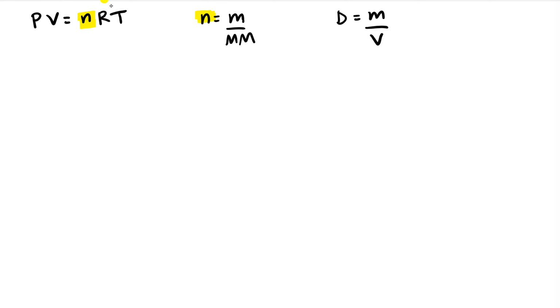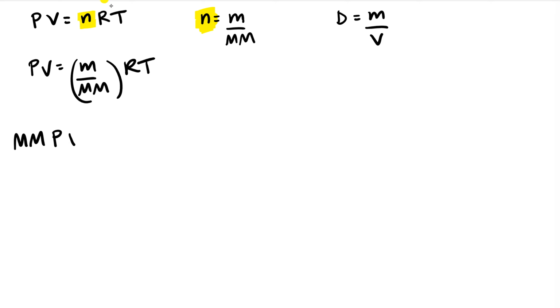And we also have an equation for n over here, which we know is the mass divided by the molar mass. So I'm going to substitute in mass divided by molar mass in for n into our equation. All I've done is replace the symbol n with mass over molar mass. I'm going to rearrange this and clear out the denominator. So molar mass times P times V is equal to RT.